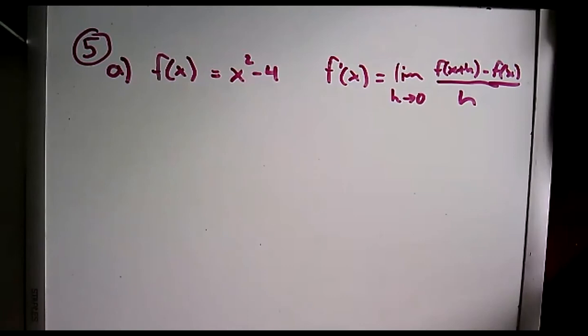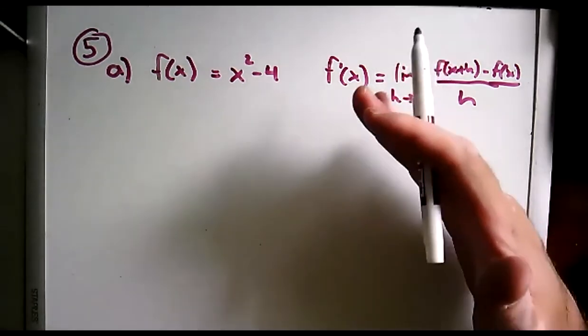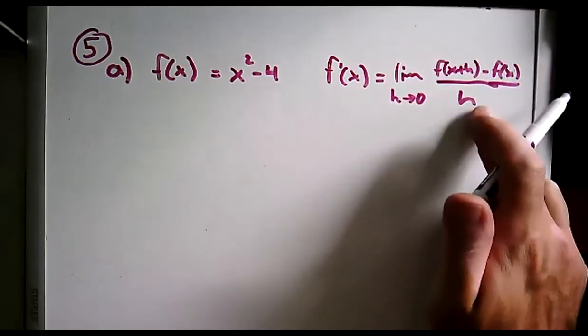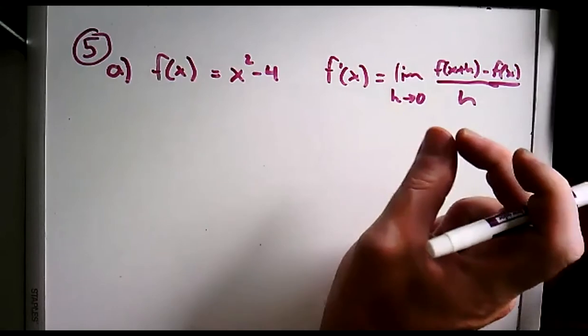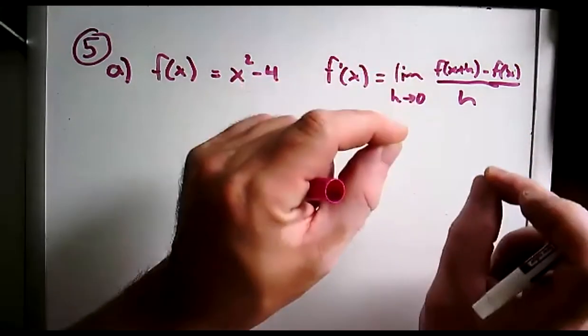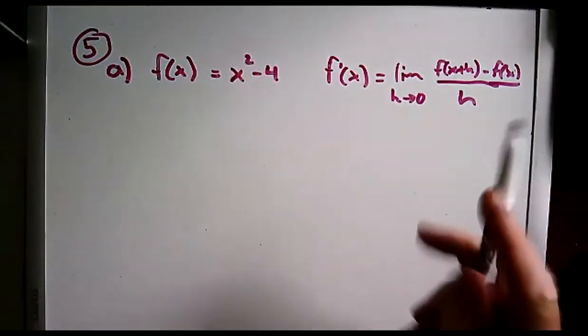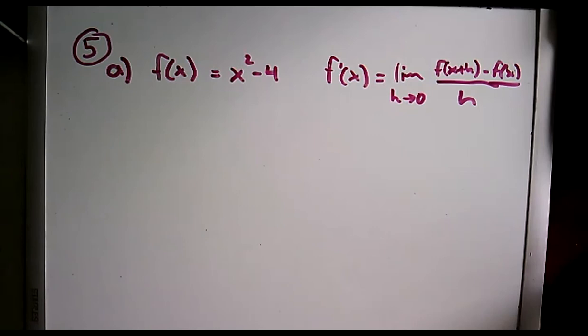And the idea with this limit is that we're starting with an average rate of change, like 2 points on a curve, and making a secant line between them. And then as h gets smaller, h is that horizontal gap between the points. So if we shrink h down to 0, the two points on the curve get infinitely close, and instead of an average rate of change, we have an instantaneous rate of change at that point. So this is all we need to do here.